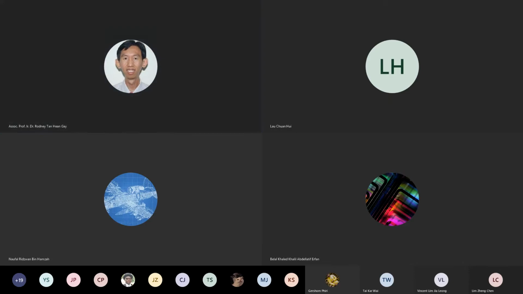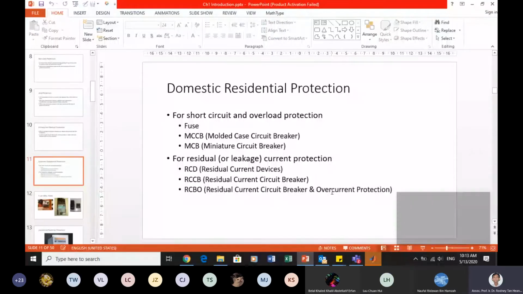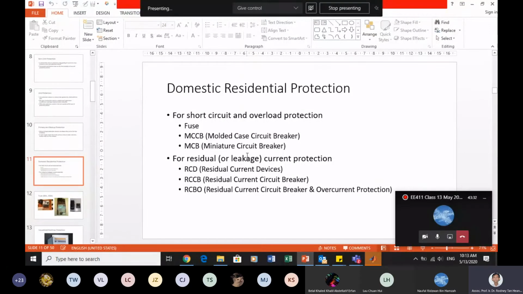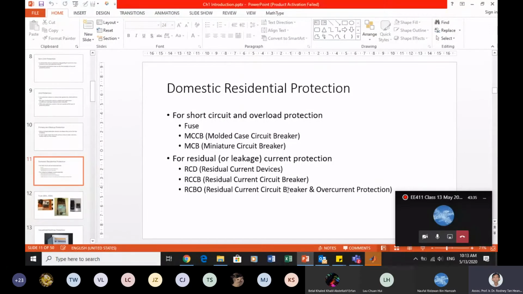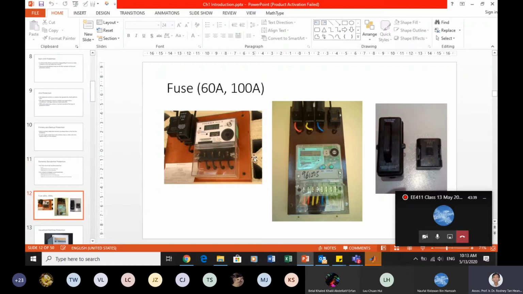Okay, all right, now come back to the slide here. So this is some basic example. And then, okay, now we come to fuses. You will see all these in your houses.